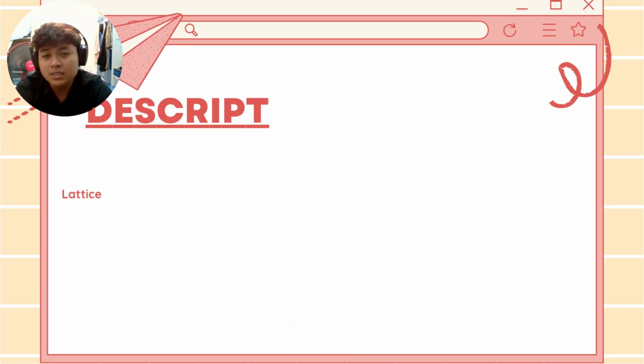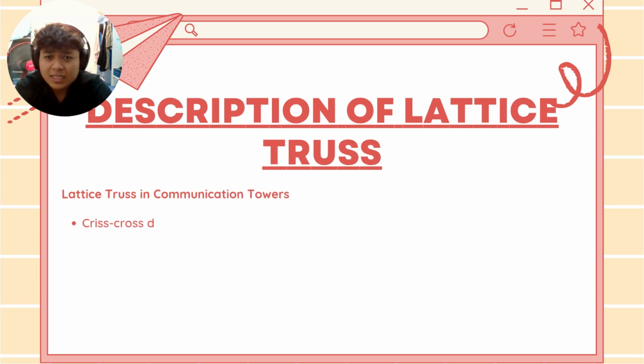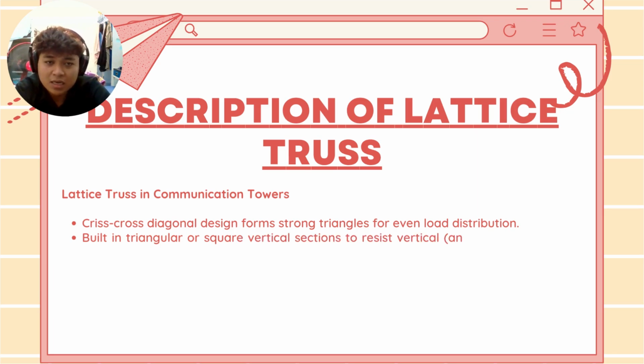This is the description of the lattice truss in communication towers. First, the criss-cross diagonal design forms strong triangles for even load distribution. It is built in triangular or square vertical sections to resist vertical loads, such as antenna or tower weight, and lateral loads, such as wind and seismic force.